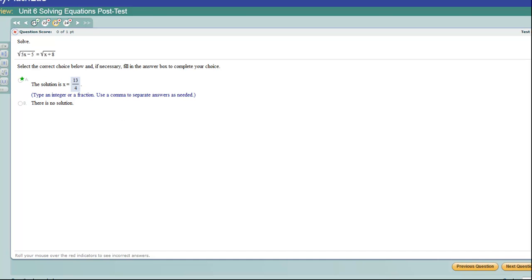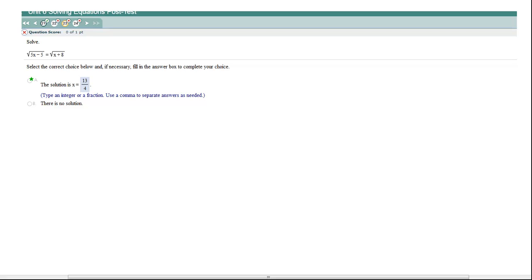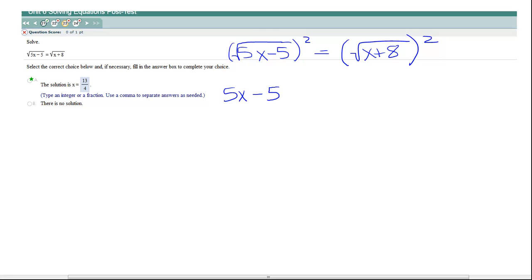So number 23 gives us this. This one's even easier, Elizabeth, because they both have square roots on both sides. So all we do is square both sides. We don't even have to simplify things because the square root signs are already isolated. What we do to one side, we do to the other, and we square both sides. So then we're just left with a regular equation: 5x minus 5 equals x plus 8.